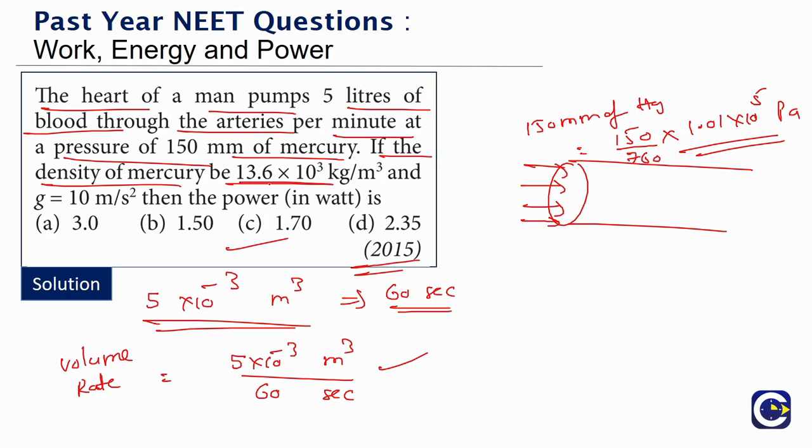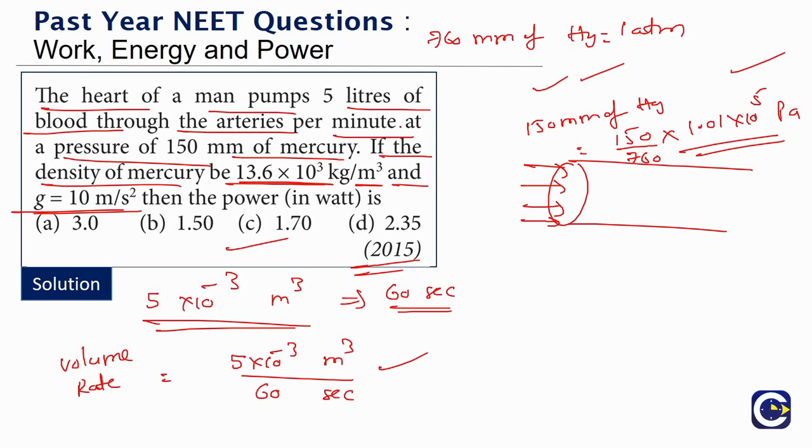If the density of the mercury is 13.6 into 10 power 3 kg per meter cube and g is 10 meter per second square. So these values are given to convert the pressure which is in millimeter of mercury into the SI system. But already we know the conversion factor, right? 760 millimeter of mercury is what? 1 atm. So if we divide the given millimeter of mercury pressure by 760, we will get the value in terms of atm. 1 atm is what? 1.01 into 10 power 5 pascals, right? So we multiply by that, we will get the final pressure in terms of pascals. So this is the pressure.